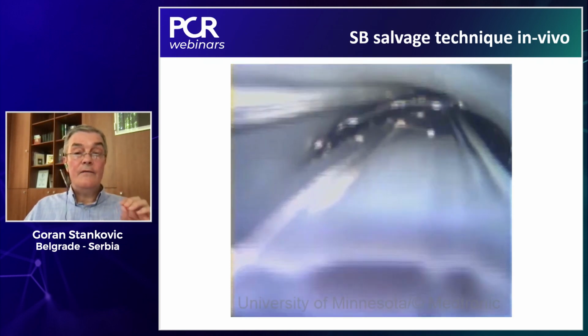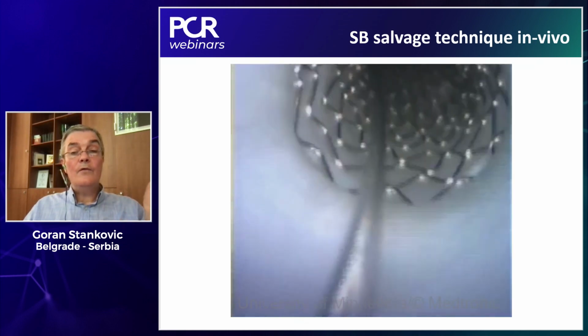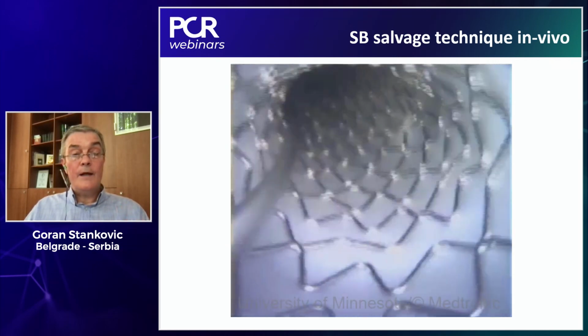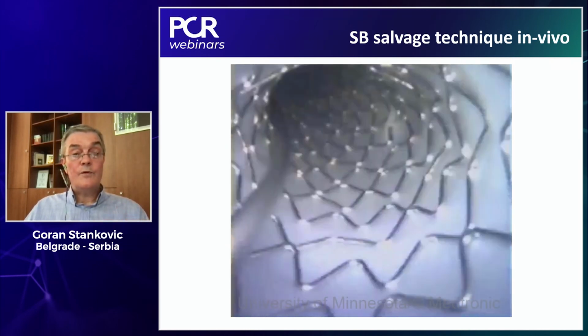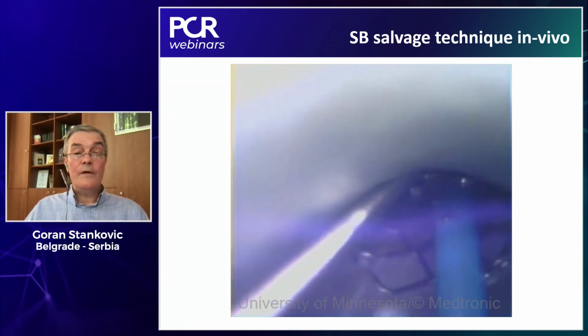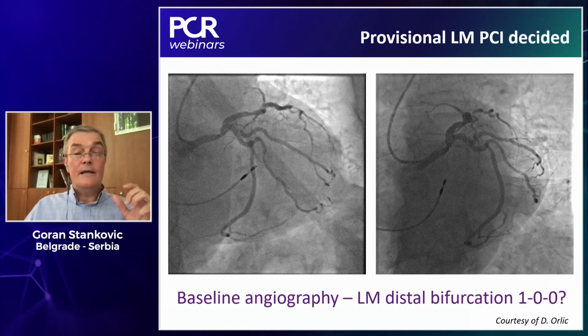After inflation of the jailed balloon, re-establishing flow, we need to correct this deformation. So after inflating the jailed balloon, we remove the balloon from the jailed wire and we carefully inflate a balloon for POT that was positioned inside the stent. And you see that now we have flow in the side branch and we actually corrected the case.